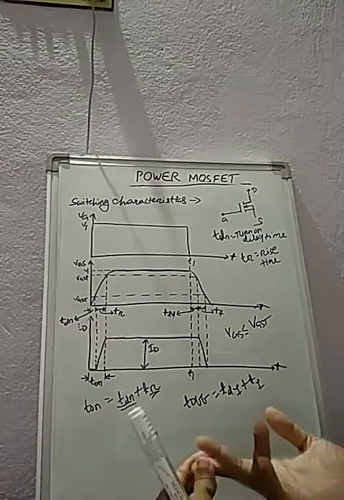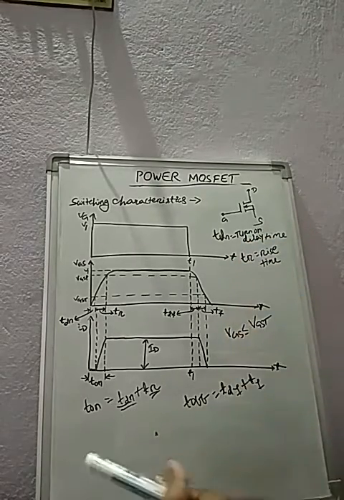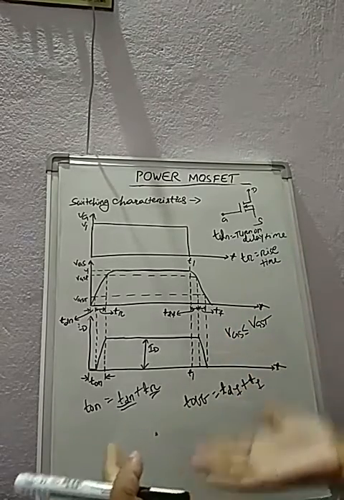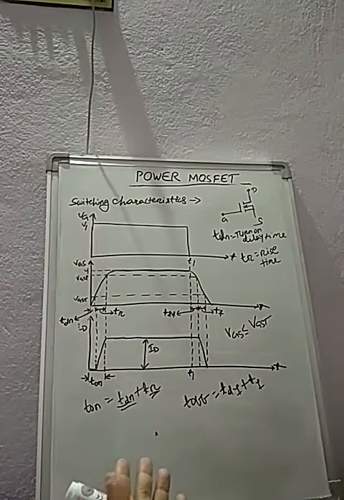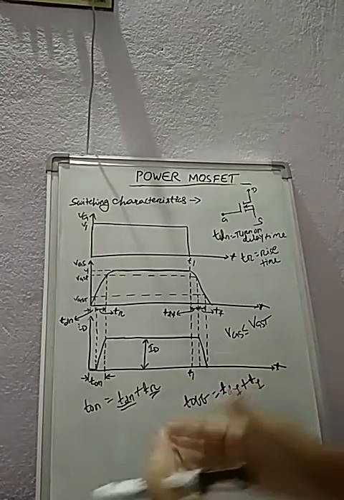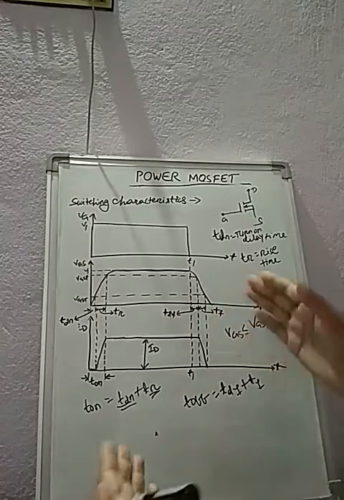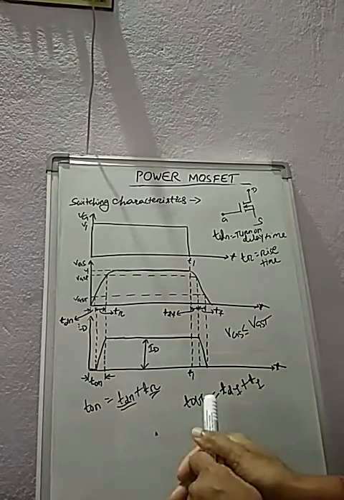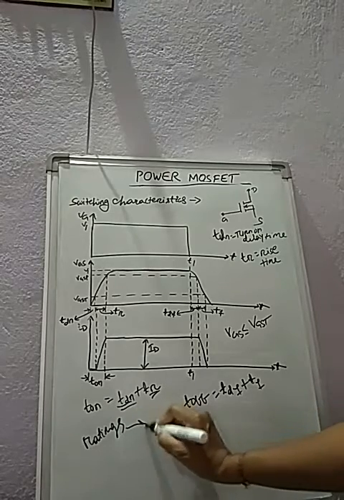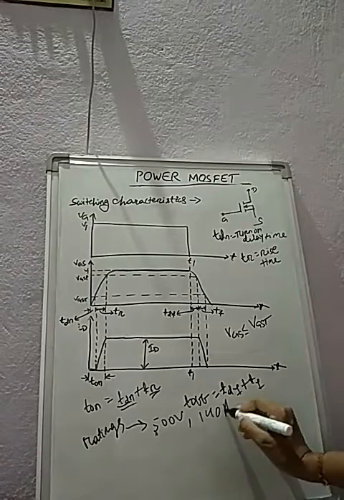Okay, so the power MOSFET is mainly applied in the switch mode power supply. At present, the available ratings of the power MOSFET are 500 volt voltage rating and 140 ampere current.